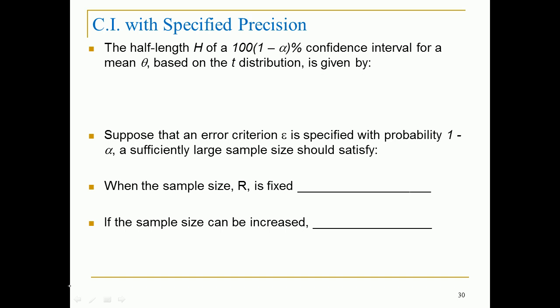So let's start by saying that the half length, H, this is the half width of your confidence interval, of a 100% times 1 minus alpha confidence interval for a mean theta based on the t distribution is given by this. So h is going to be equal to t alpha over 2, r minus 1, times s over the square root of r. And we know that r is the number of replications. Suppose that an error criterion epsilon is specified with the probability of 1 minus alpha. So a sufficiently large sample size should satisfy the following two things.